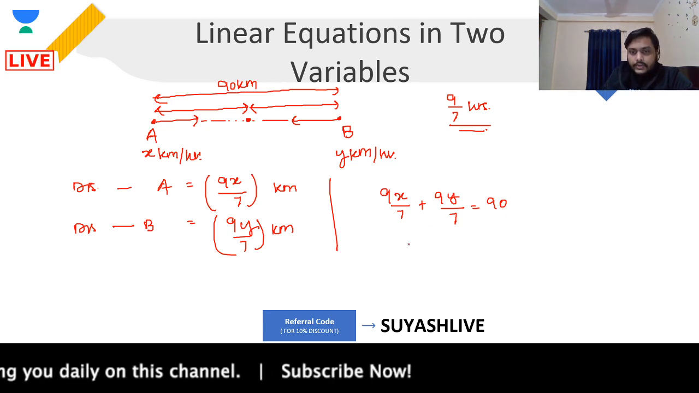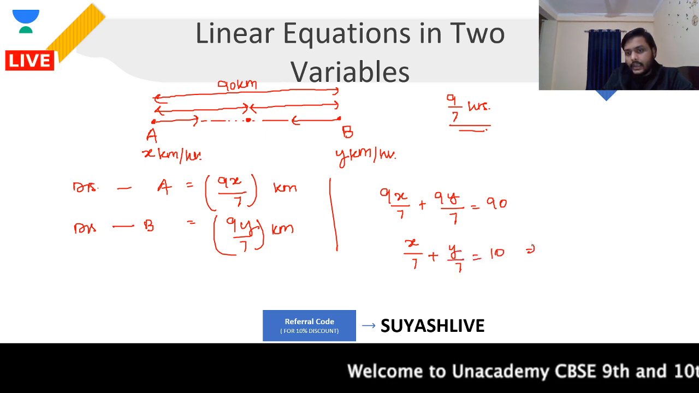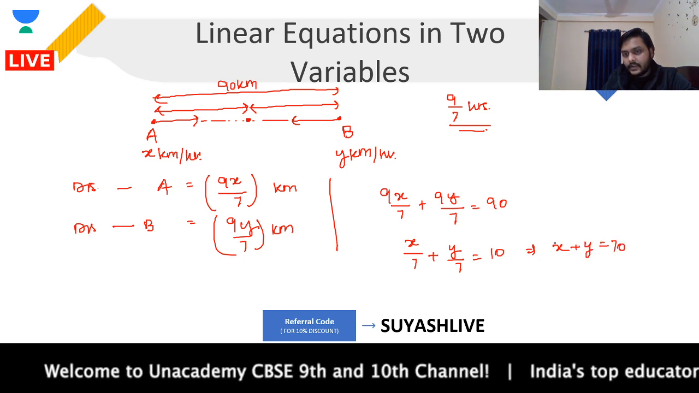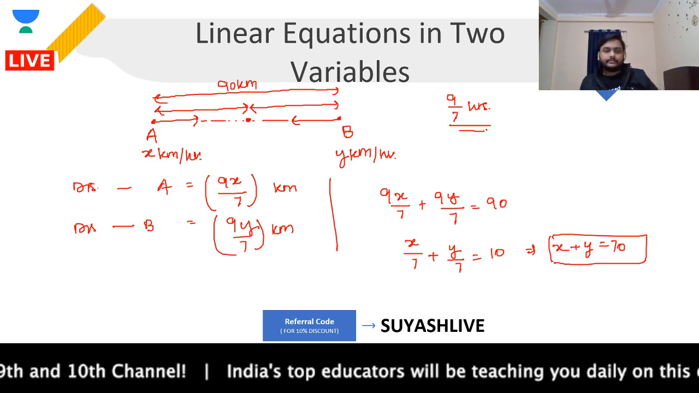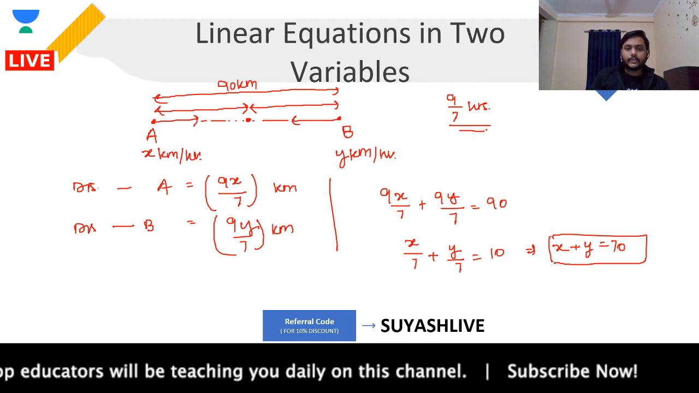And from here, what will you be getting? From here, you will be getting x upon 7 plus y upon 7 is equal to 10. And this means what? This means x plus y is equal to 70. Are you clear with this or not? So these are the two equations that I got from here.